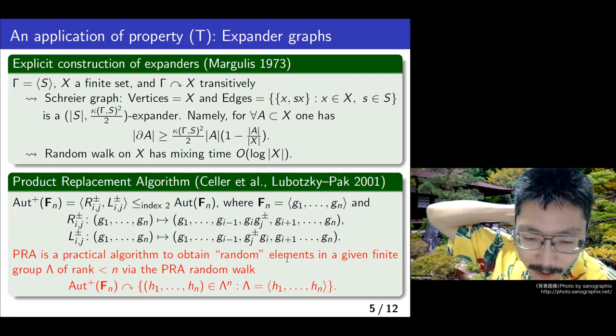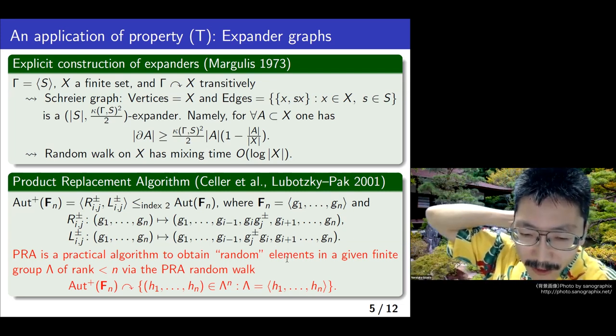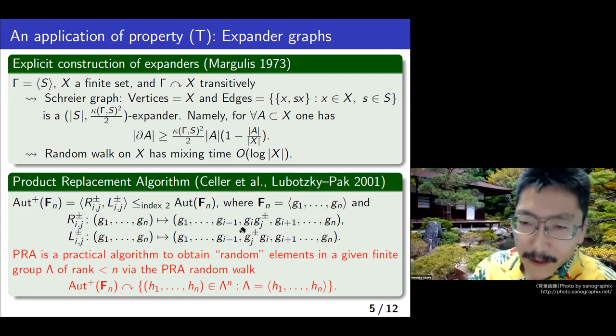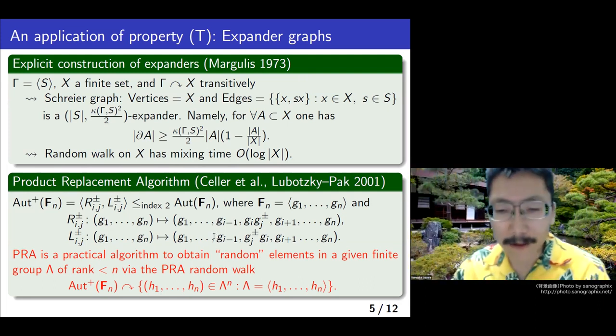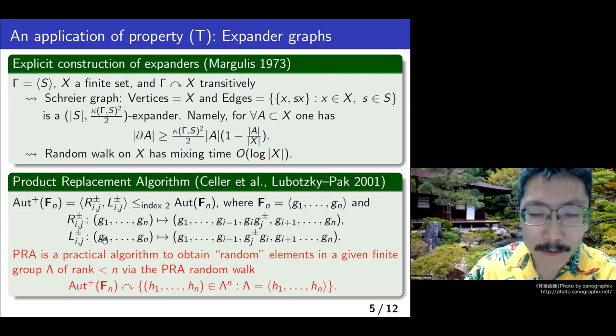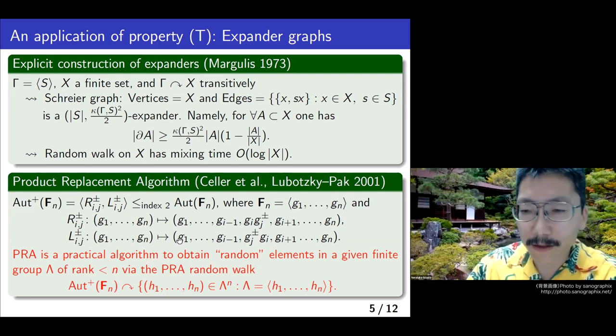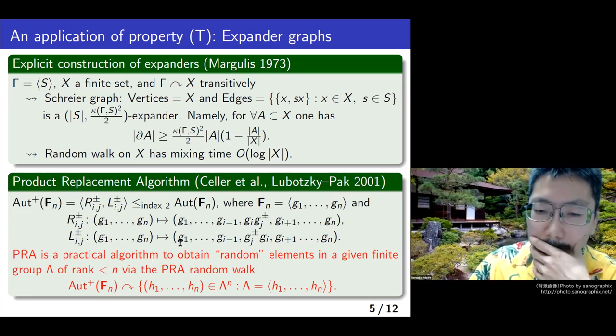It's not clear, but I believe there's a cutoff phenomenon really, and you can estimate the size of lambda well in O(log lambda) time. This product replacement algorithm is really used in industrial mathematics.